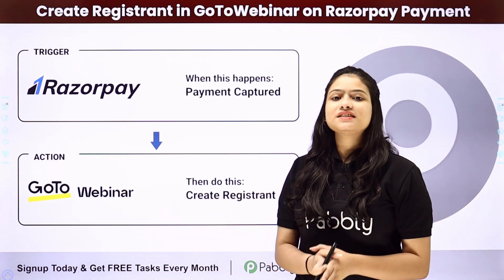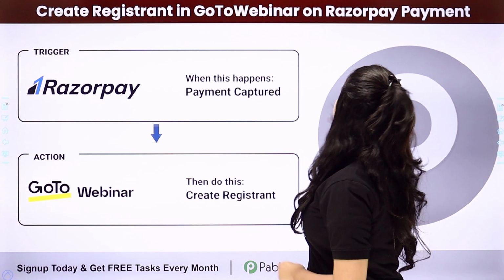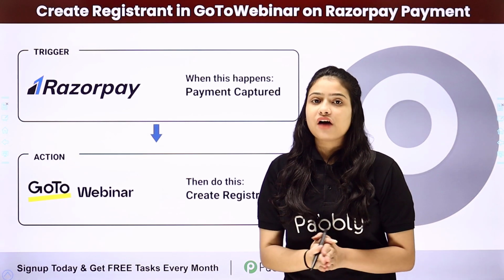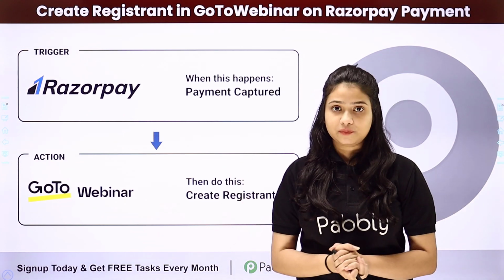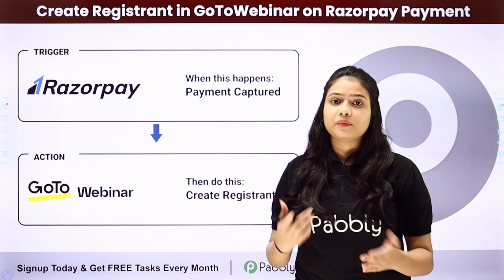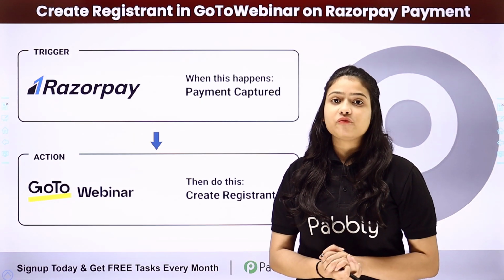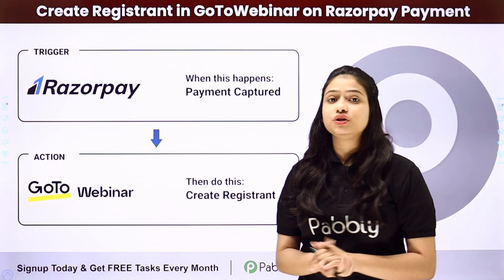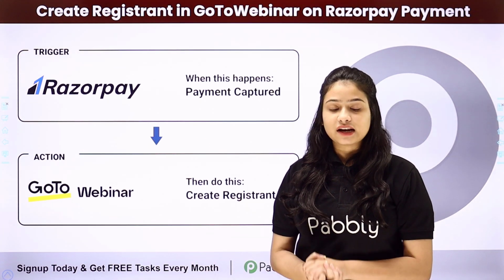Hello everyone, in this video we are going to learn how to create a registrant in GoToWebinar on Razorpay payments. Suppose you are having an online webinar for which you want to add registrants in GoToWebinar, and you want that whenever a new payment is captured on Razorpay, which is an amazing payment gateway platform, for the same webinar, automatically the person who has made the payment should be added as a new registrant in GoToWebinar. So how are we going to do this process automatically and effortlessly?